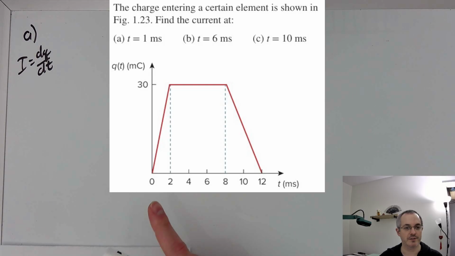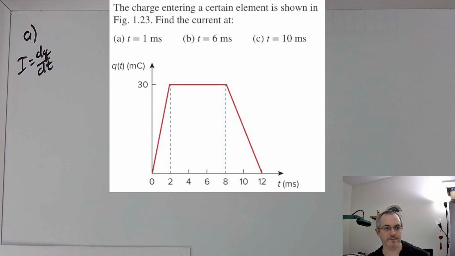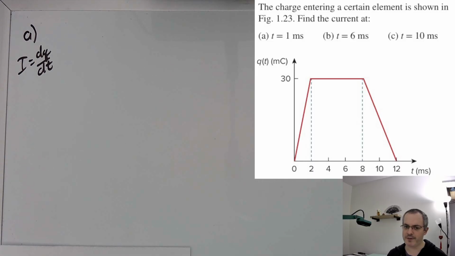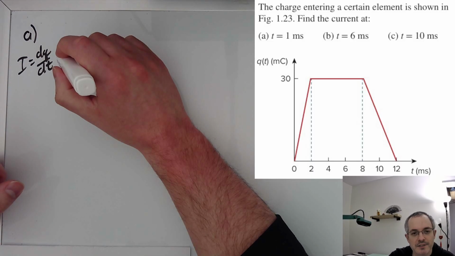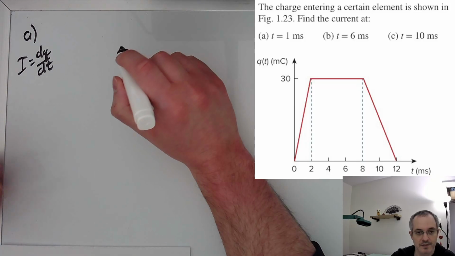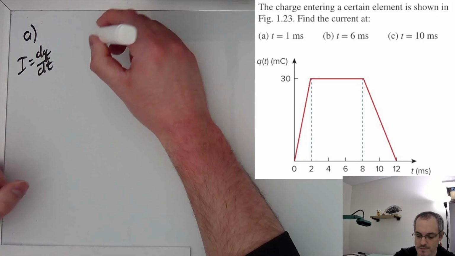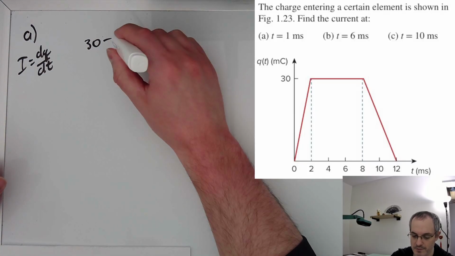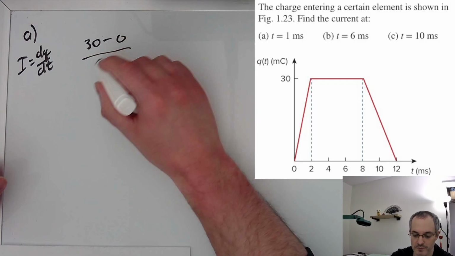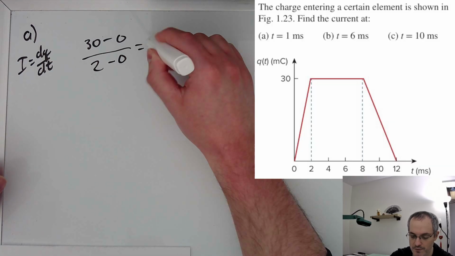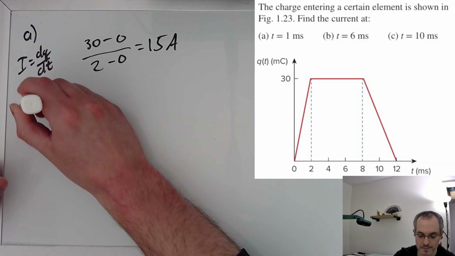So that means it's the slope of this straight line in there. We just need to find the slope of that. Remember how to find the slope of a straight line? You just need points at either end, and we see that on the top end, it's 30, and at the bottom, it's 0, minus 0, and then we have 2 and 0 milliseconds. So the slope is 15 amps.